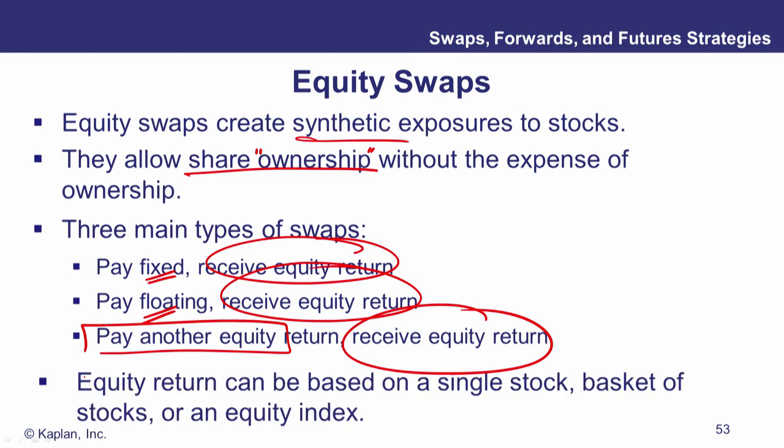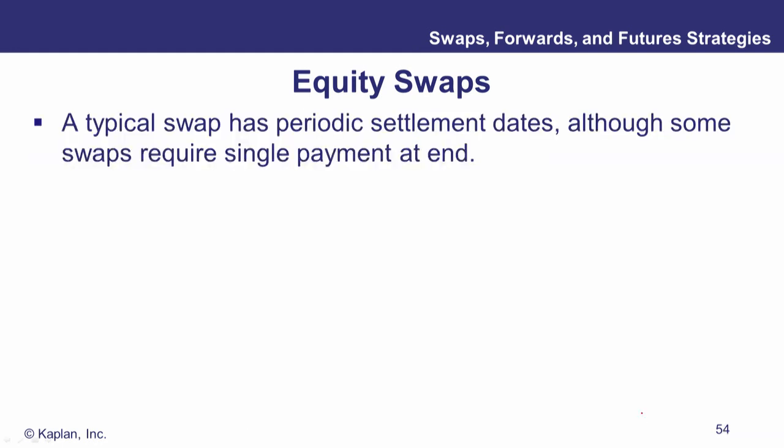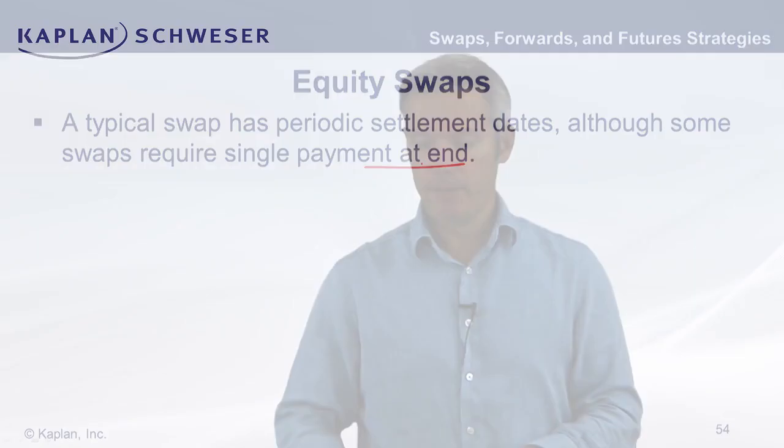Okay. So these are traditionally OTC instruments. They can be tailored to the counterparty's needs. They can be based on a single stock, a select basket of stocks, or even a broad, well-known equity index. They have periodic settlement dates. In other words, payments are made periodically, say quarterly or semi-annually, but you do get some structures which are like a bullet structure where all profits and losses are paid out at the end rather than settled as we go. But the usual form is to make payments periodically as we go.